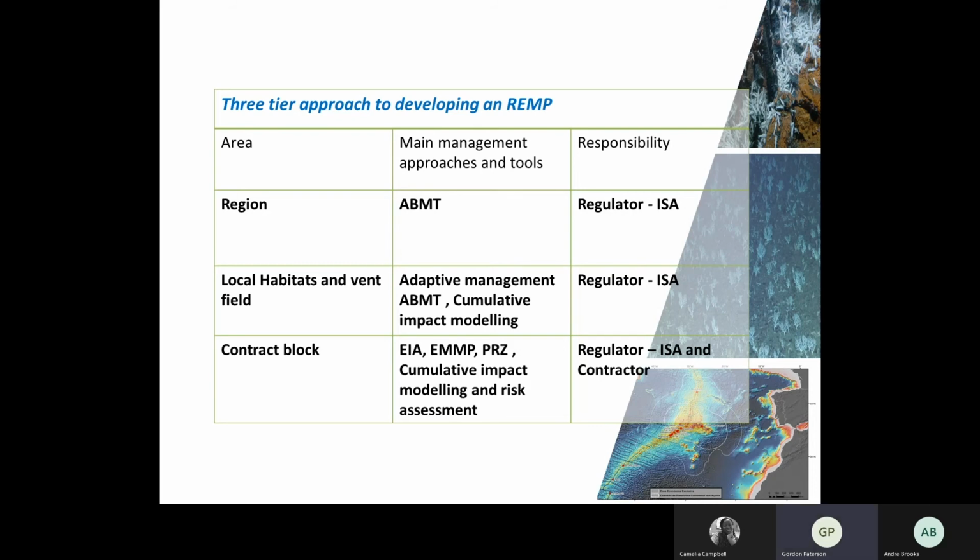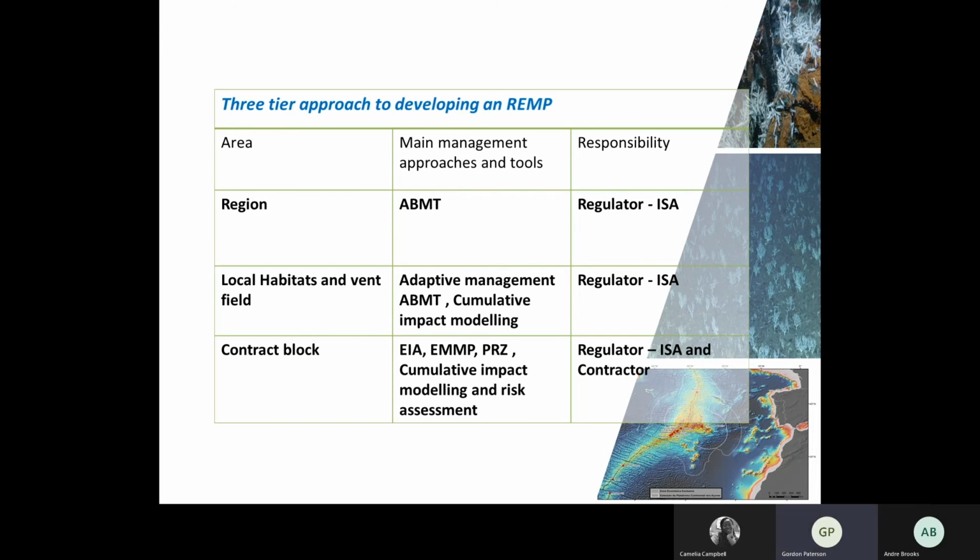On the first level, we have the whole region that we're going to look at. In this case, the ridge system from south to north. And here the main management approach is to look for areas with different levels of protection to ensure that there are representative habitats and ecosystems preserved, ensuring connectivity between vent sites and other fragile habitats. And the responsible body charged with this is the ISA as the regulator.